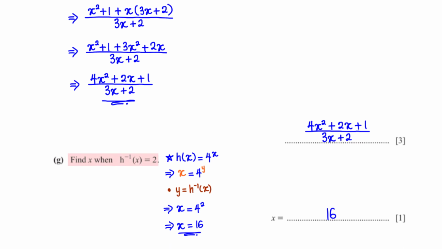Find x when h inverse of x equals 2. To find h inverse of x, we replace h of x with x and replace x with y. Y is the same as h inverse of x, which has been given as 2. And so we have x equals 4 raised to the power 2, which is equal to 16.